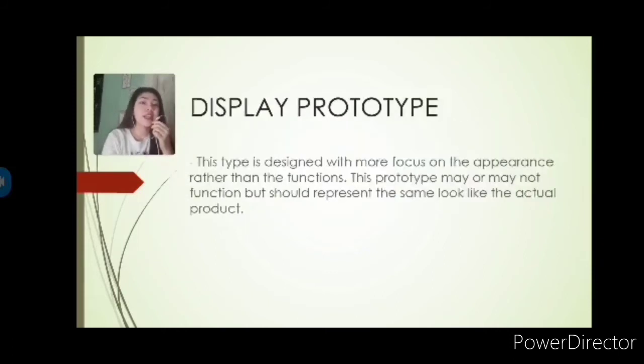Second one is display prototype. This type is designed with more focus on the appearance rather than the functions. This prototype may or may not function but should represent the same look as the actual product.